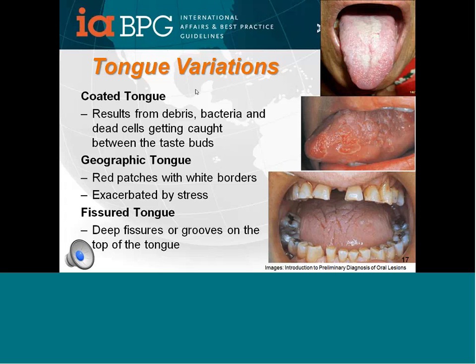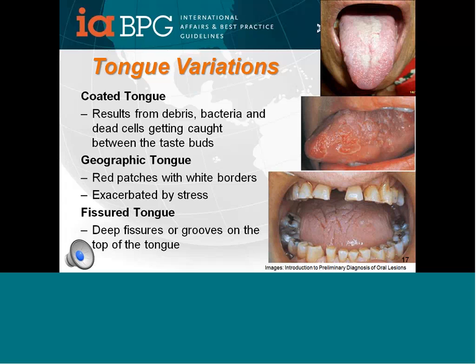Second, in the middle picture, is a geographic tongue. This presents as red, patchy areas with white borders. The presence can be exacerbated with stress and can be accompanied by complaints of burning feelings. Avoiding acidic or sugary foods and liquids can help reduce the sensation.